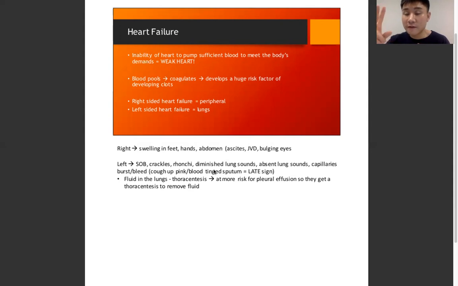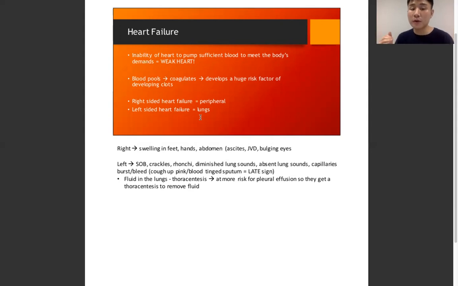We have to know the difference between right-sided heart failure and left-sided heart failure. And it is so important, you guys. You guys have to know it. Have to know the difference between right-sided heart failure and left-sided heart failure and the assessment that comes with it, because it will be on the exam. Okay, so right-sided heart failure, the signs and symptoms will show in the peripheral area, will show in the neck region, will show in the arm, will show in the feet. Whereas left-sided heart failure, the signs and symptoms will be associated with the lungs.